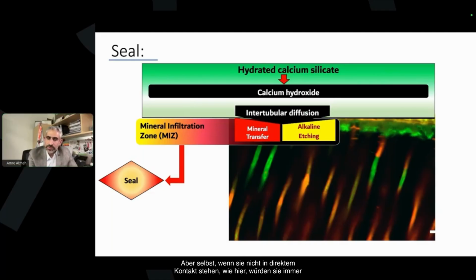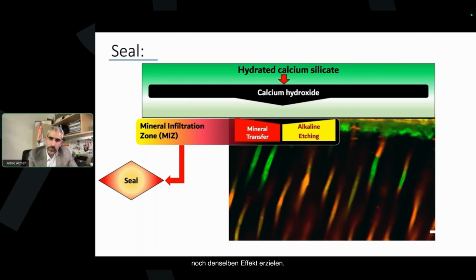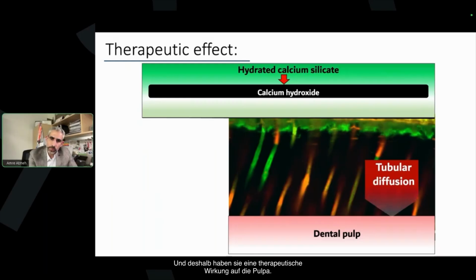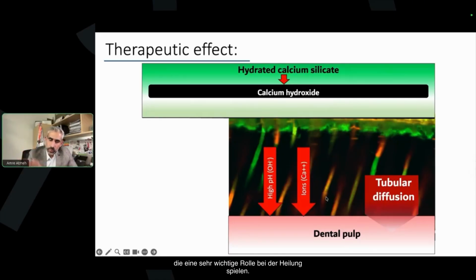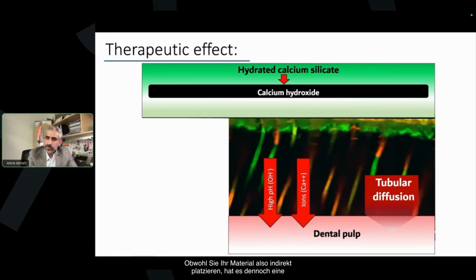Now, the diffusion may not just happen through the intertubular diffusion. We also have diffusion that happens through the tubules. So you can see here that through the tubules, the pore-rich solution, rich with calcium hydroxide, will permeate through the tubules and reach the pulp. And that's how these materials can still act indirectly.